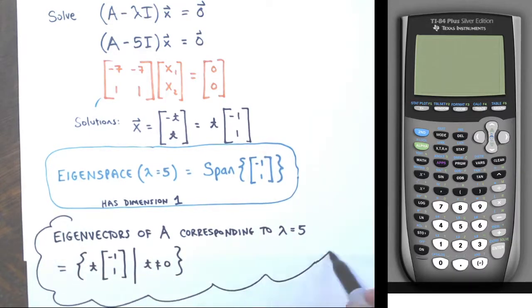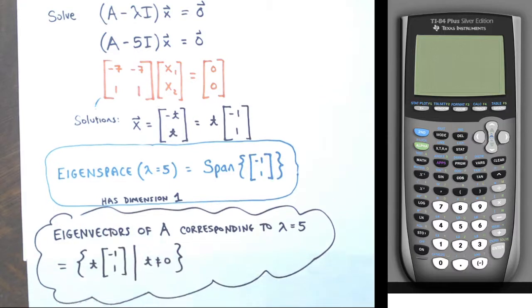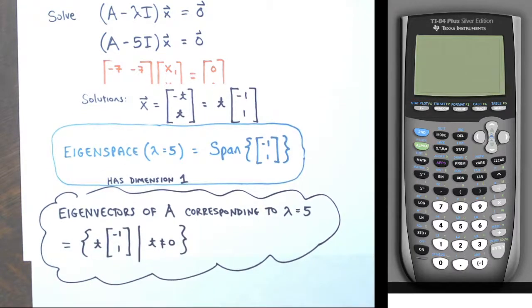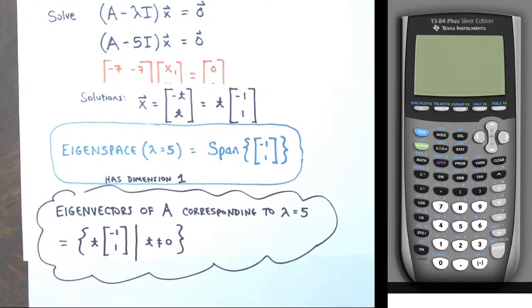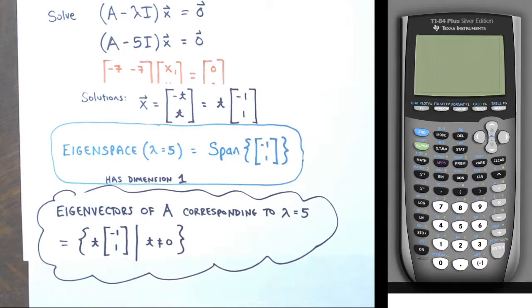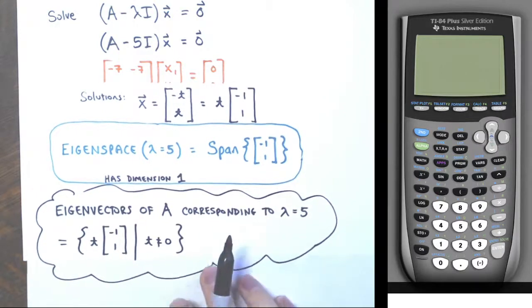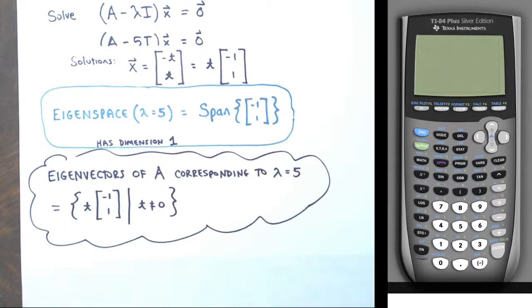Right, and this is what I was asked for here to do. Now, like I said, in some texts they'll ask you for what's the eigenvector of A corresponding to lambda equals 5. Just use the vector negative 1, 1 then. That's fine, right? So let's test that out.